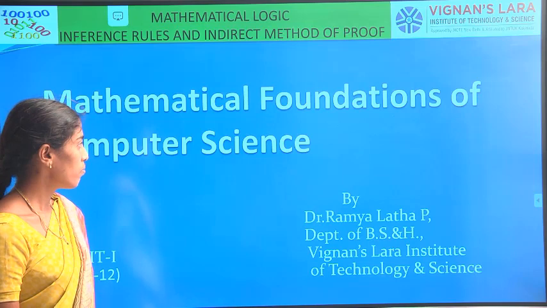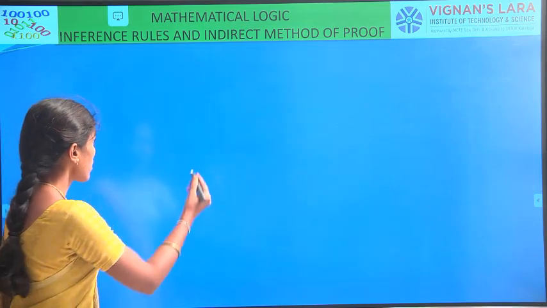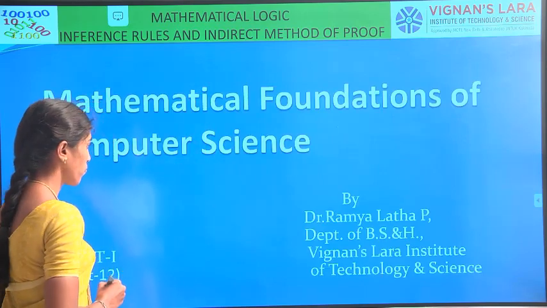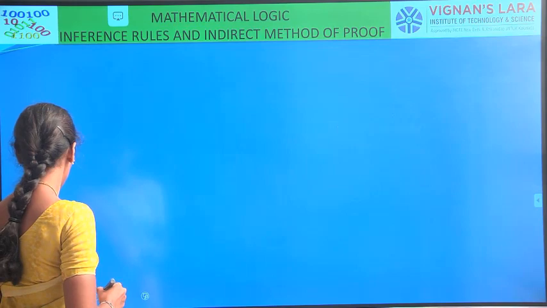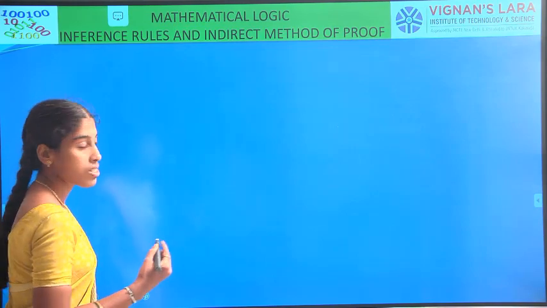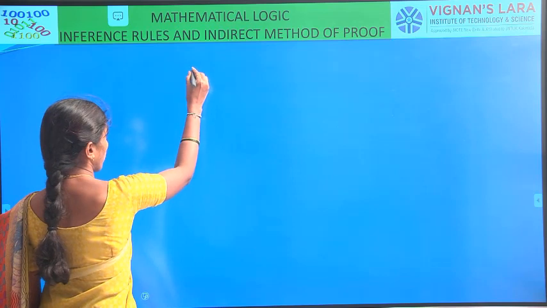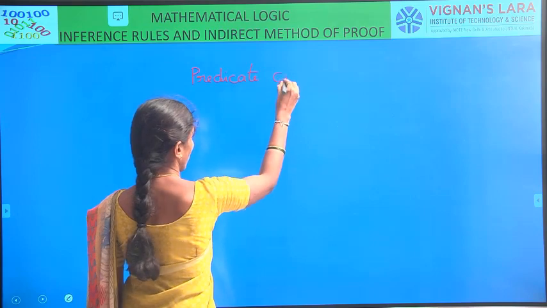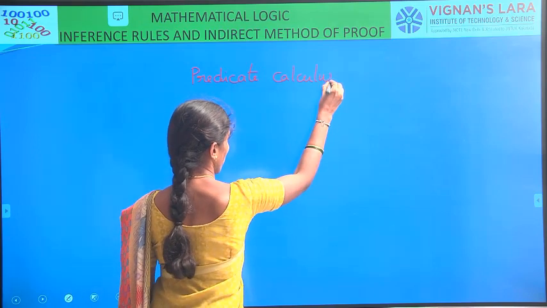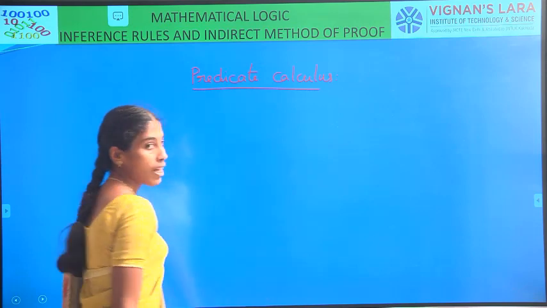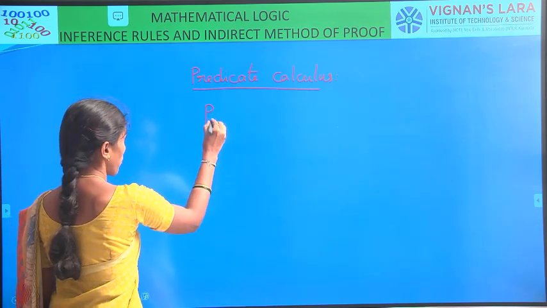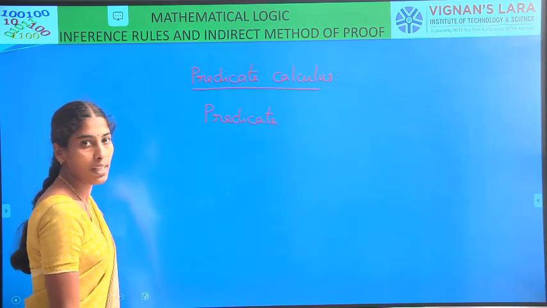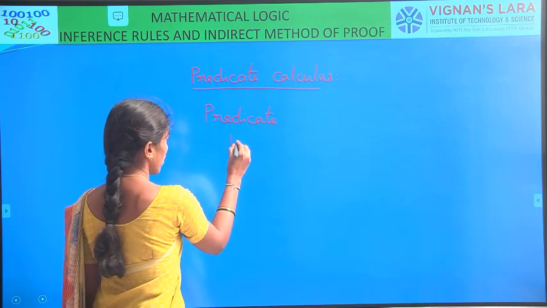In the previous lecture, we discussed the concepts of predicate calculus. In this predicate calculus, we already saw what is meant by a predicate. How can we represent a predicate using symbols like m of x?